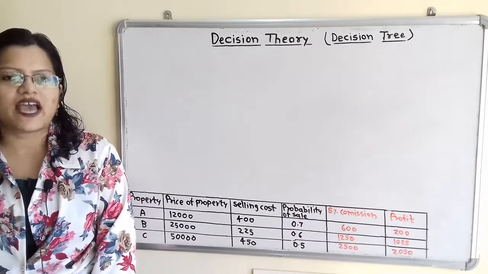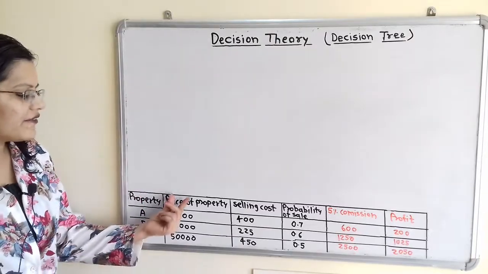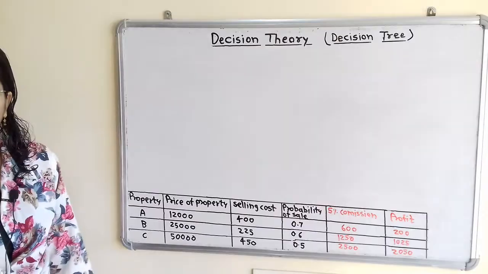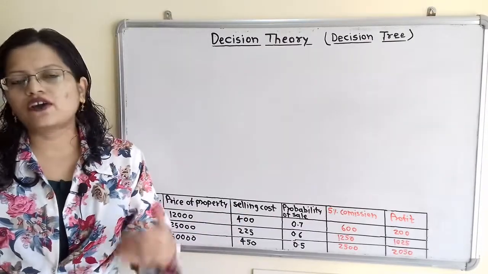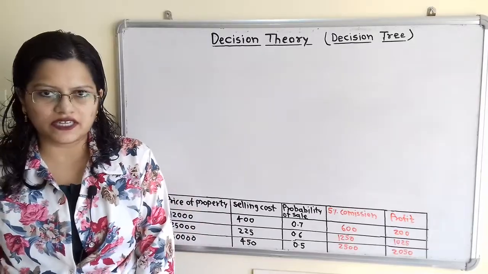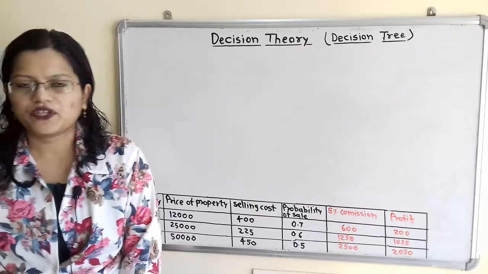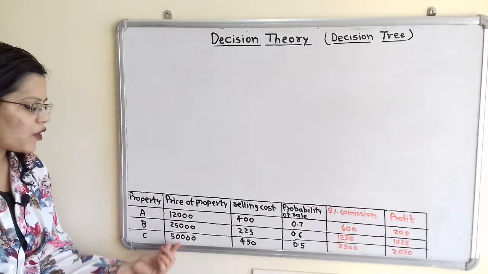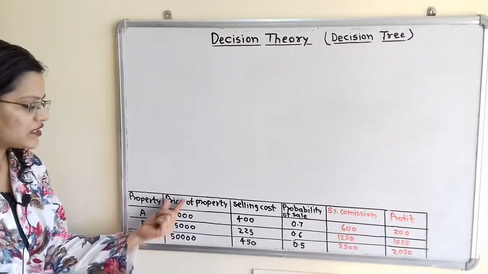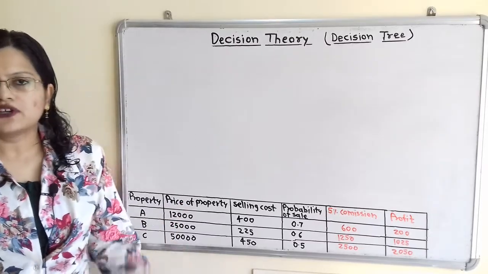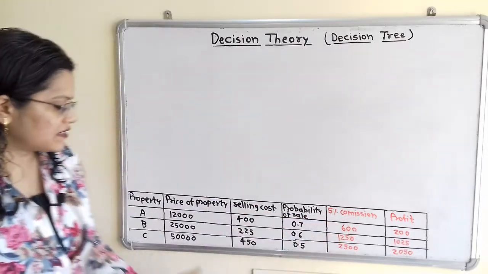The estate agent has three properties to sell, property A, B, C, where the price of these three properties is given and the selling cost is also given. The selling cost is paid by the estate agent. Now the probability of sale is also mentioned. So when he sells these properties, he will get the 5% commission on the price of the property. So what is the amount he will get? We have to calculate this 5% commission.